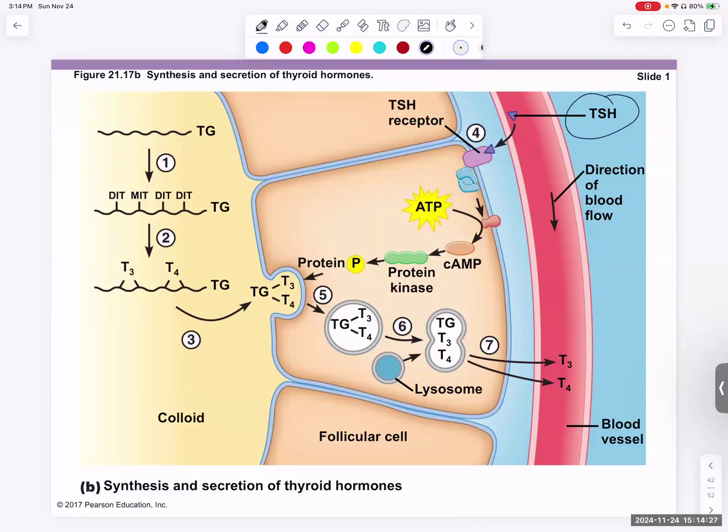So again, thyroid stimulating hormone from the hypothalamus. Well, let me do that, that's the tropic hormone. So let's do this.